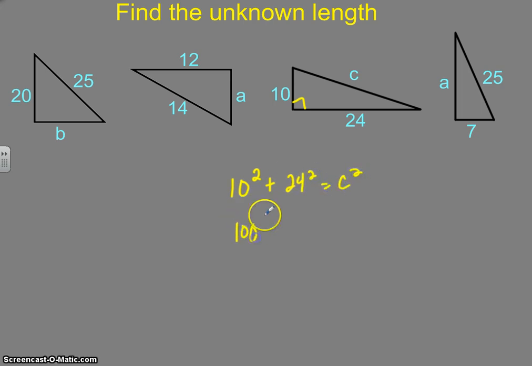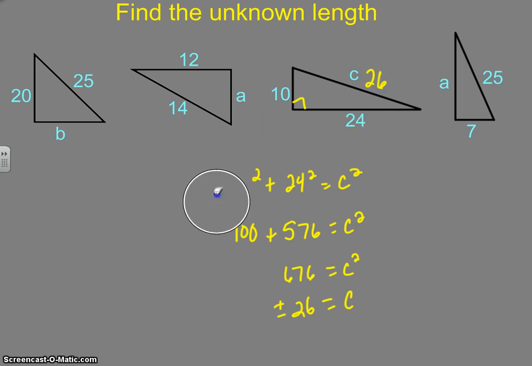Well, 10 squared is 100. Okay, 24 squared is 576. That's equal to C squared. Okay, 576 plus 100 is 676. Now I just need to take the square root of both sides to see what C is. So 676, square root of that, that's going to be 26. It's a whole number. Now it's actually plus and minus 26, but we're only using the positive. So in this case, the answer is 26.